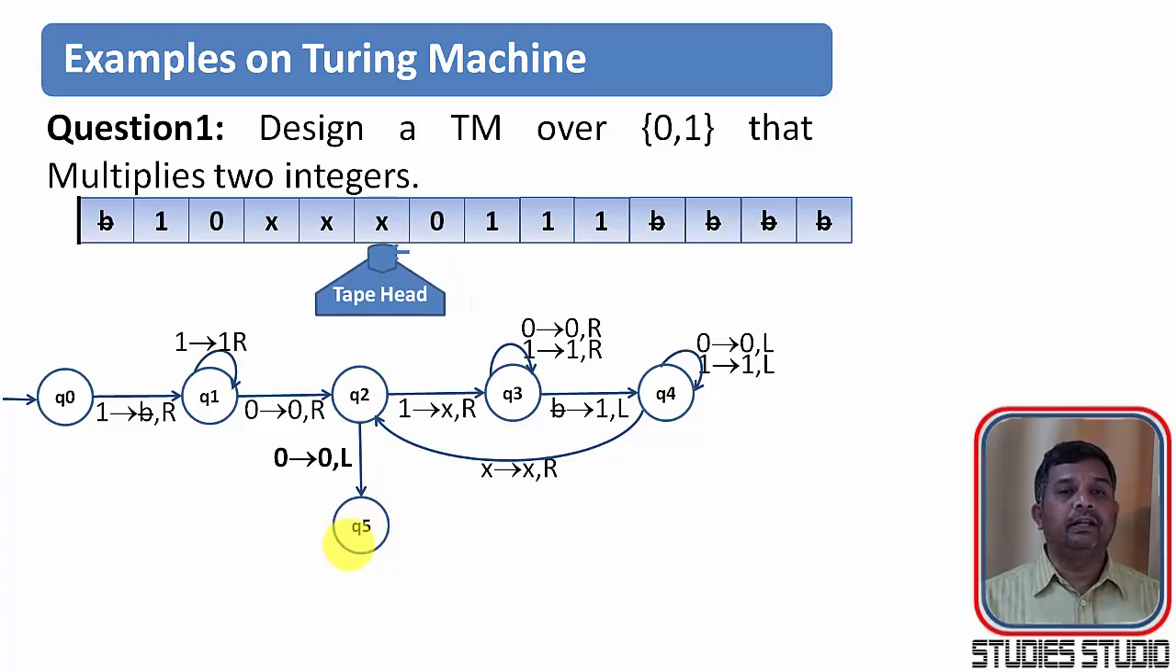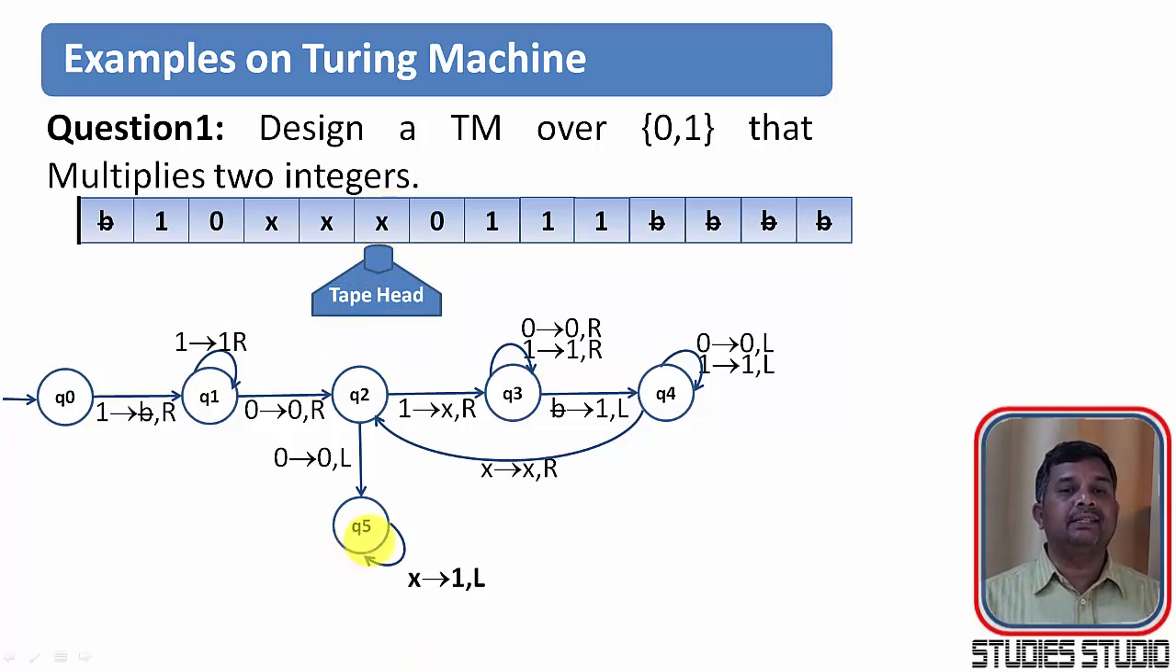What is the meaning of that? The second operand of this multiplication, I have visited all the digits in it and I have replicated it here. So what I need to do here is I need to revert it back to ones so that I can do the same process for the second one. The next symbol that I am getting is X. I am at state Q5.